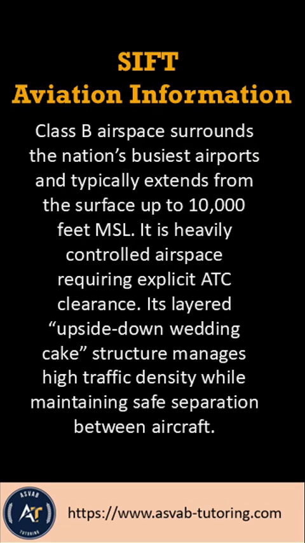Class B airspace surrounds the nation's busiest airports and typically extends from the surface up to 10,000 feet MSL. It is heavily controlled airspace requiring explicit ATC clearance. Its layered upside-down wedding cake structure manages high traffic density while maintaining safe separation between aircraft.